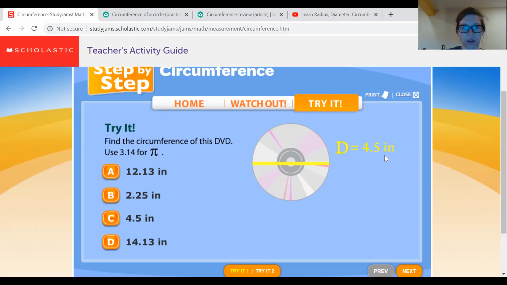So we are going to use 3.14, which is pi, and we're going to multiply it times the diameter, which is 4.5. So go ahead and give that a try and see what answer you get.